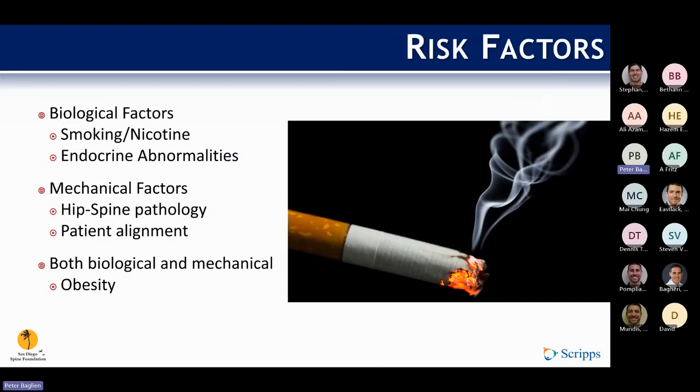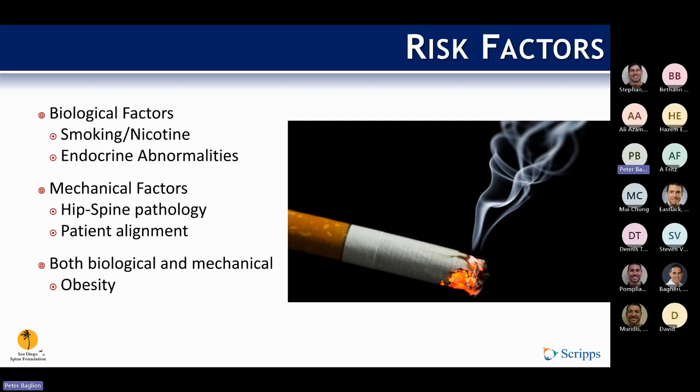So we'll talk a lot about the risk factors because I think that's probably some of the most important stuff to focus on, as some of them are modifiable and can be addressed prior to surgery in order to decrease that risk. Certainly, smoking and nicotine is a big issue with any sort of fusion surgery in orthopedics, spine included, and endocrine abnormalities that maybe 10, 20 years ago we were less focused on. We're starting to see more of a prevalence with non-union and pseudoarthrosis rates in our fusion world.